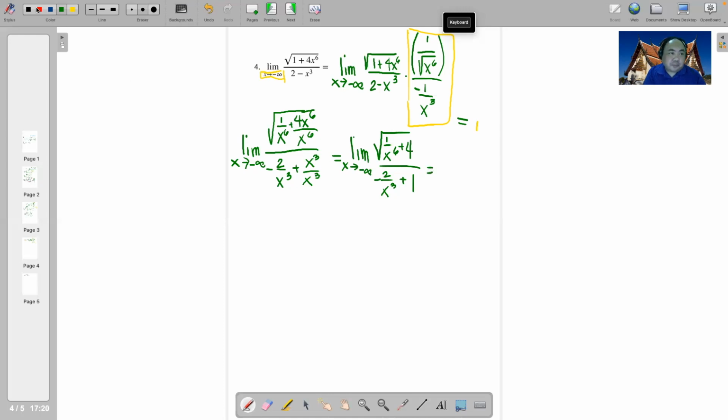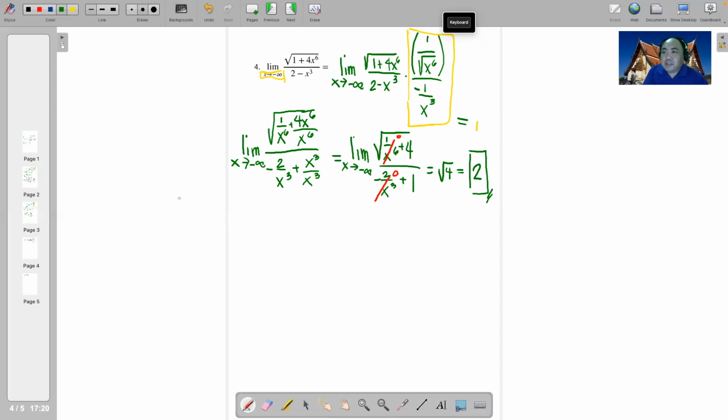Which, using our preliminaries, this is practically 0. So you get just the square root of 4, which is 2. And there you have it.